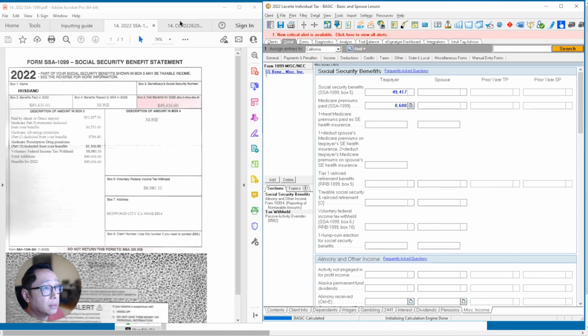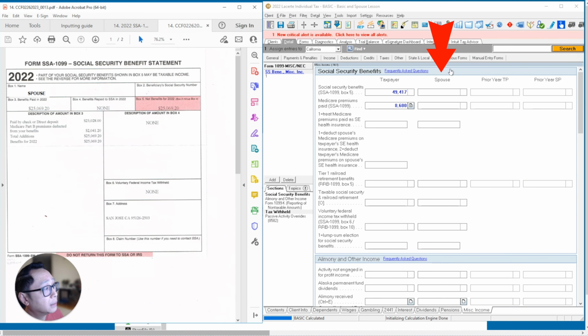The next one we're going to enter is for the spouse. So now we're going to enter it on this side right here. They don't have any federal withholding, it says none, so we leave that blank.